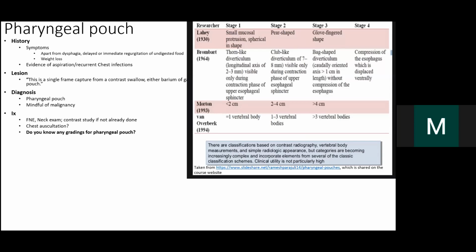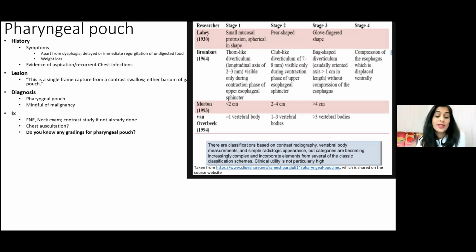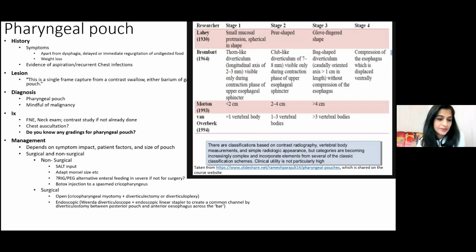It's nice if you can remember the eponymous names for them. Not everyone does, but Morton and Van Overbeek are probably the ones that people mention most and talk about most. But for any classification, I think they want to know that you know of them. They don't necessarily want you to regurgitate the whole classification, but if you can, that's fine.